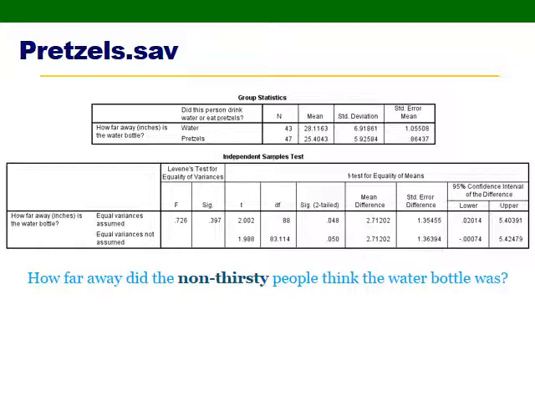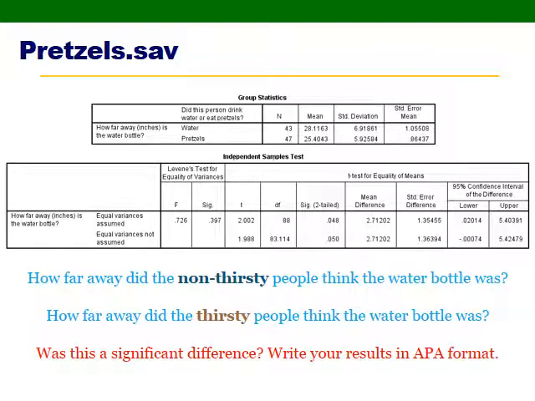Here is the output for this independent t-test. The top table gives us the descriptive statistics for each of the two groups, the water group and the pretzels group. The bottom table gives us the actual results of the t-test. Before we go any further, I would encourage you to try answering each of these questions on your own.